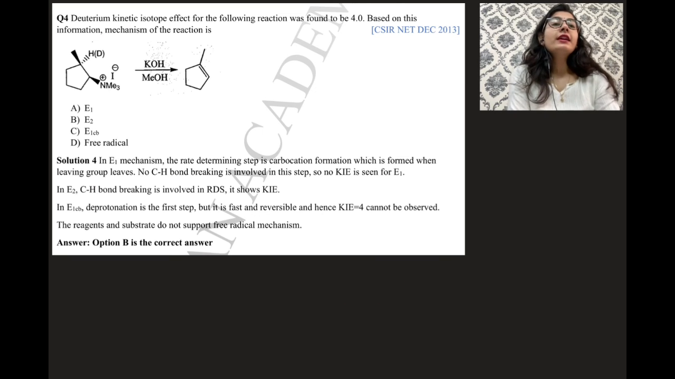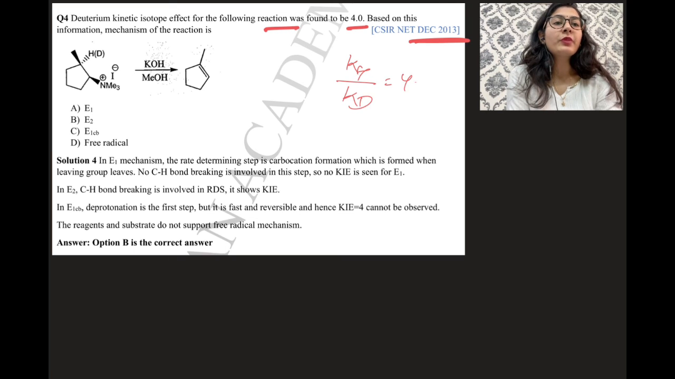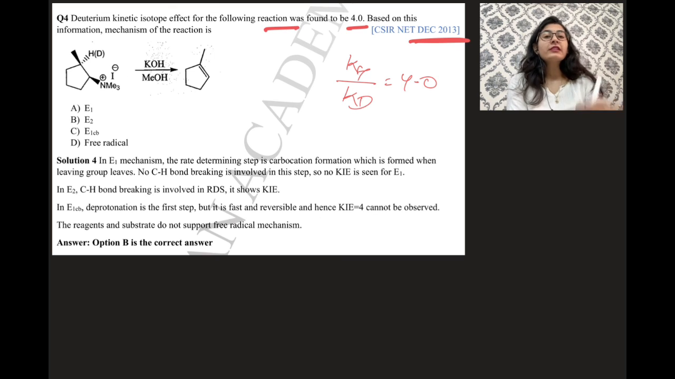So another question which was asked in December 2013, this is quite an old question, but let's look at it. Deuterium kinetic isotope effect for the following reaction was found to be 4.0. Based on this information, the mechanism of the reaction is? So 4.0 is kH upon kD, and you know that this is going to be a primary kinetic isotope effect. The value is greater than 2 and less than 7.